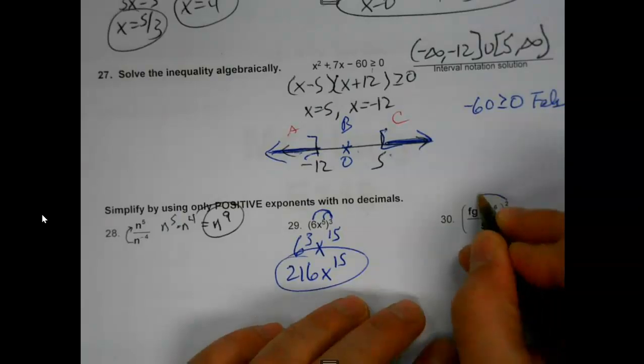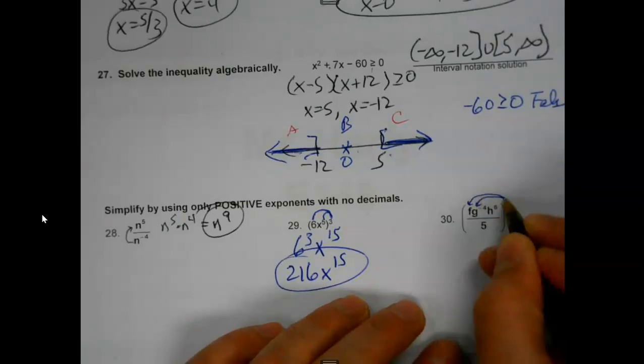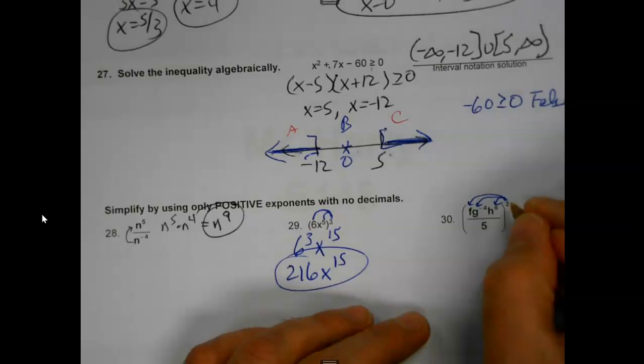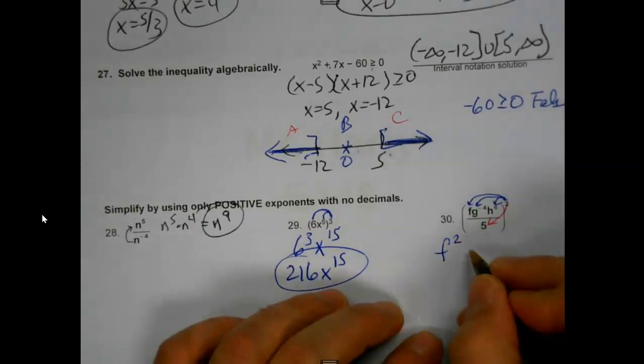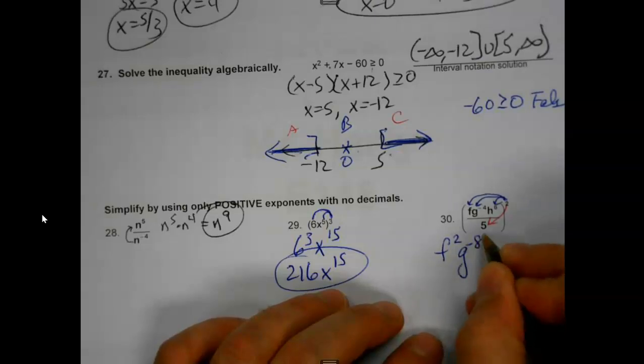Oh boy. F, G, H, the 5 down below. You all get multiplied by 2.